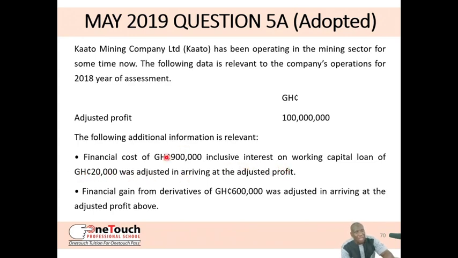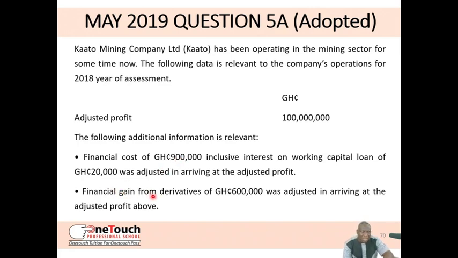So here, if you want to determine the actual financial cost, you have to take out this 20,000 from this figure, which means that the financial cost is 880,000, not 900, because they say it includes an interest on working capital. Remember, interest is an allowable expense, but it is not a financial cost. The interest on the working capital is not a financial cost. So if they have included it and you want to know the actual financial cost figure, then you have to take out the 20,000 from this to get the actual financial cost figure being 880,000.